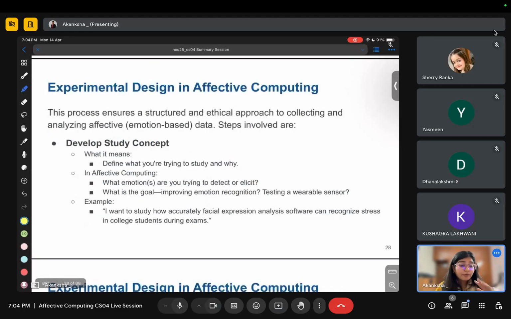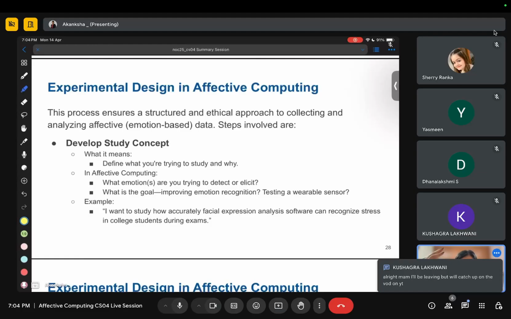ठीक है. Now very important, this is actually a very long concept, but I will try to summarize it. How to design an experiment in affective computing. ठीक है. Let's say you want to research how humans behave when they look at a picture.